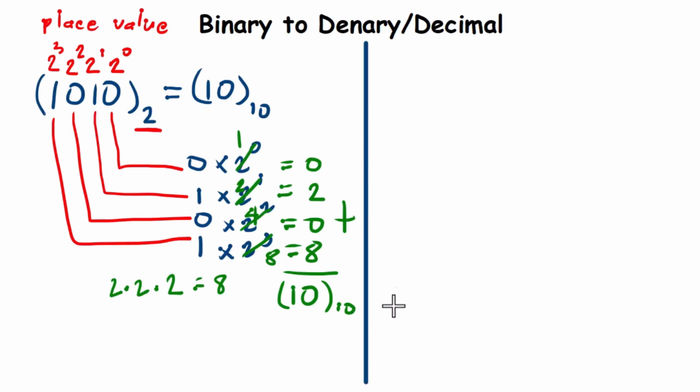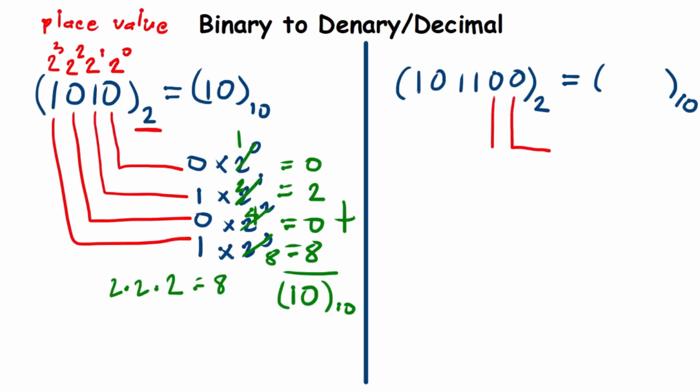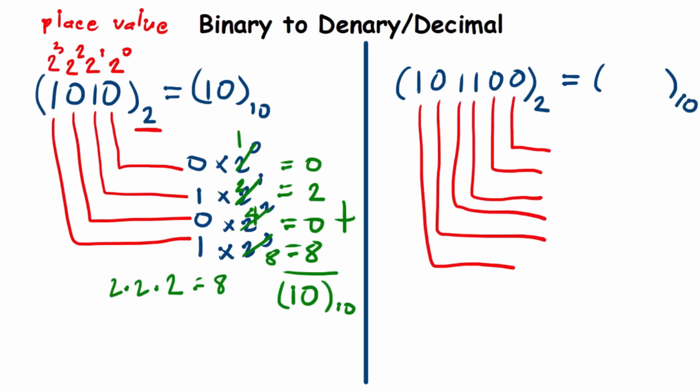Let's have another example. Let's say we have 101100. This time you will notice that our number is longer than this number. So this is 4 bits and this is 6 bits. Let's have this parenthesis and superscript 2 in order to show you that this is a binary number. So we will convert it to a denary or decimal number. Let's rewrite these bits here. We have 0, 0, 1, 1, 0, and 1.